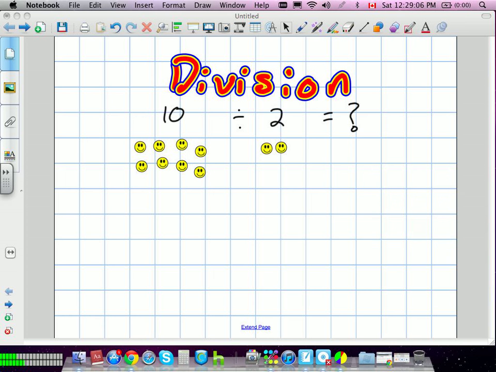We're going to start by doing division by grouping. Okay? So the question we're working on is 10 divided by 2.